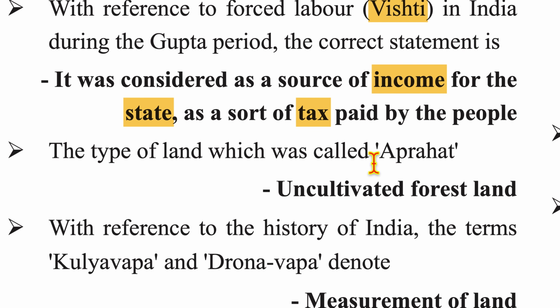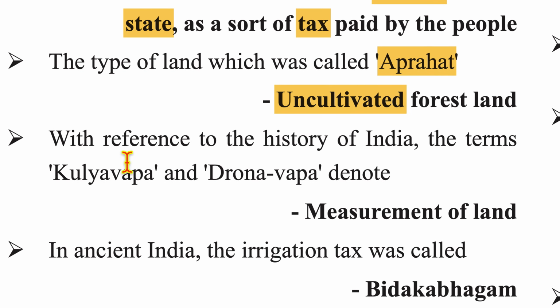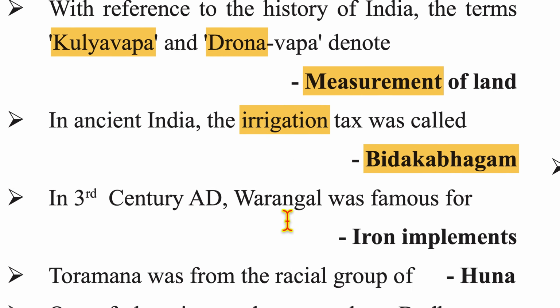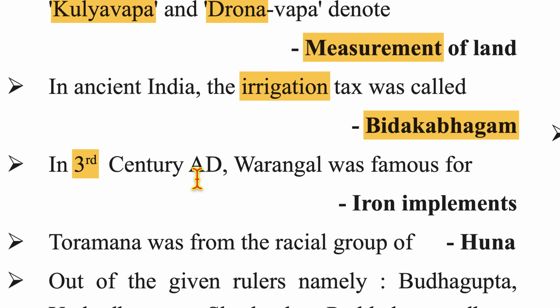The type of land which was called Aprahat was uncultivated forest land. With reference to the history of India, the terms Kulyavapa and Dronavapa denote measurement of land. In ancient India, the irrigation tax was called Udaka Bhaga. In 3rd century AD, Warangal was famous for iron implements.